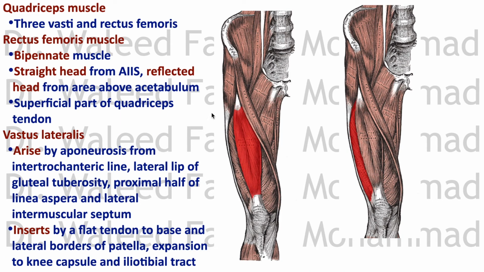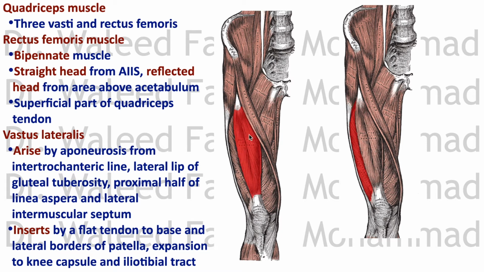The quadriceps muscle, a muscle of four muscles joined together by a common tendon, called the quadriceps muscle. It's formed of the vastus lateralis, vastus medialis, rectus femoris, and vastus intermedius beneath it.